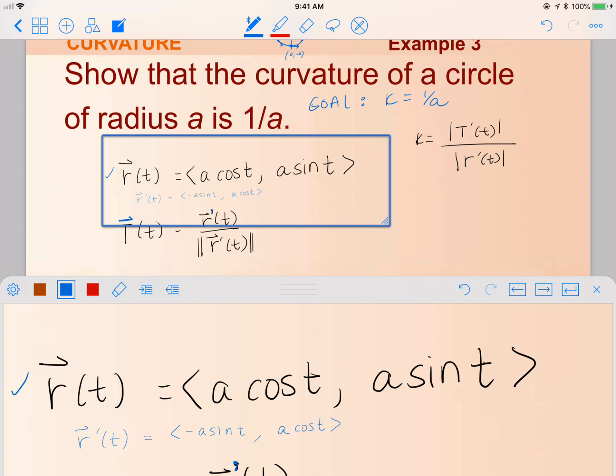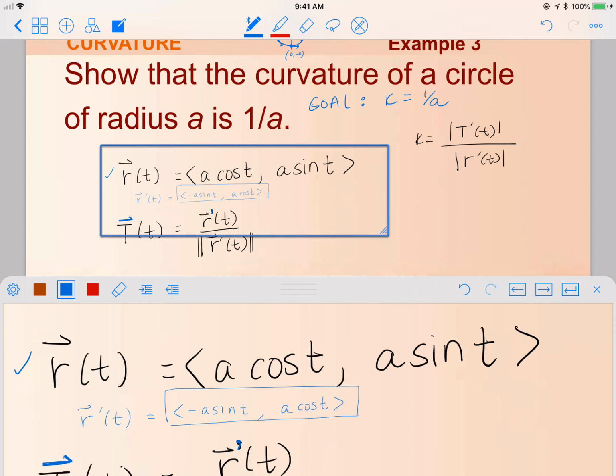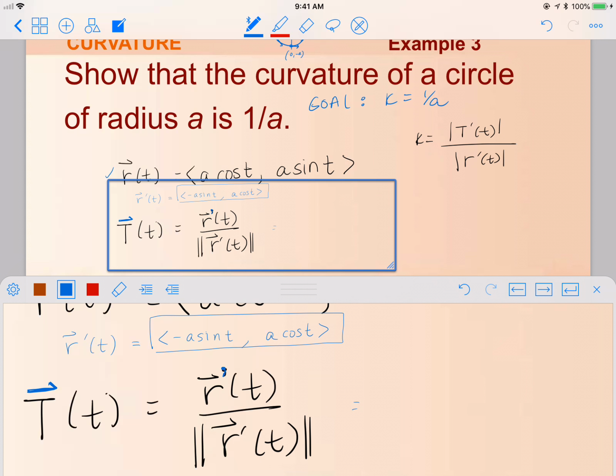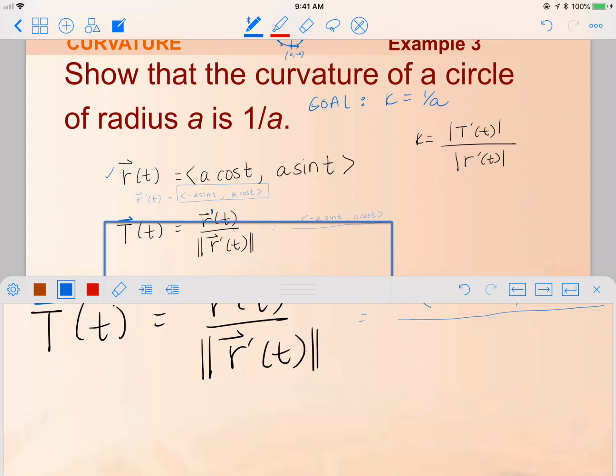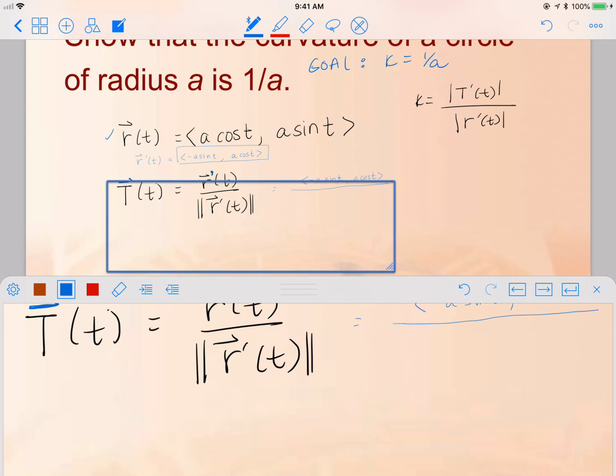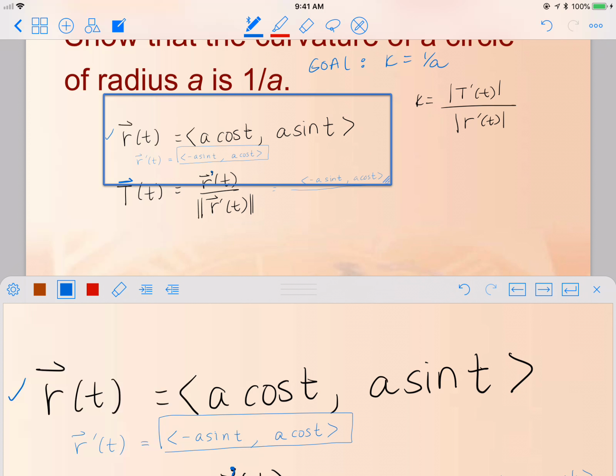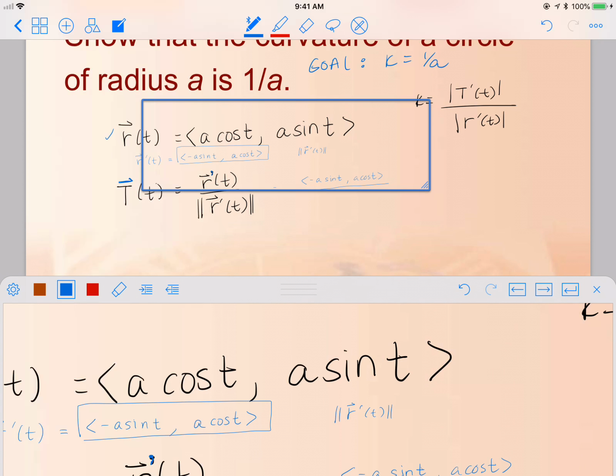So I have a cosine t. Okay, so I'm going to take this and put it right here. So that's my numerator, this vector negative a sine t, comma a cosine t. And now what am I dividing by? I'm dividing by a scalar that is going to be the magnitude of the derivative. Okay, so now what is the magnitude of that derivative vector?